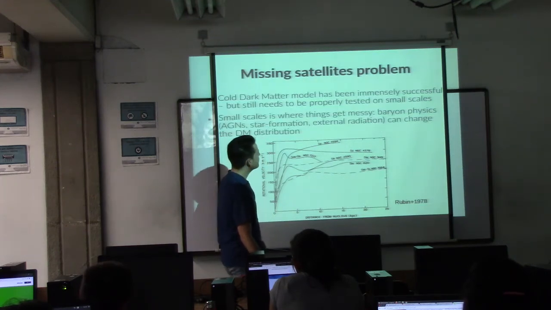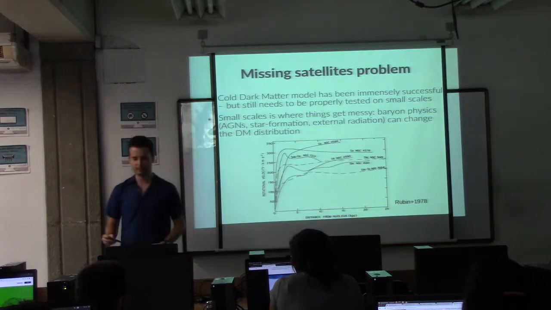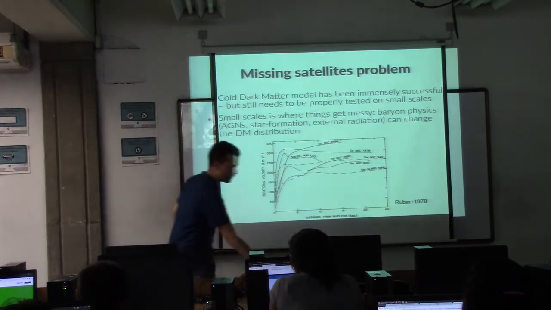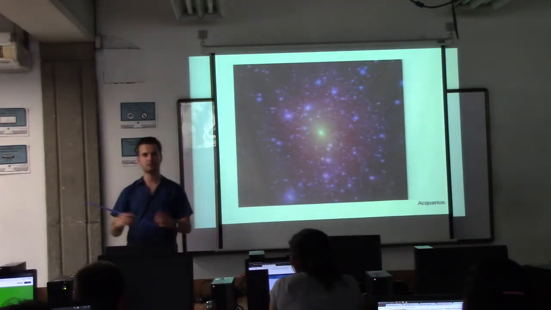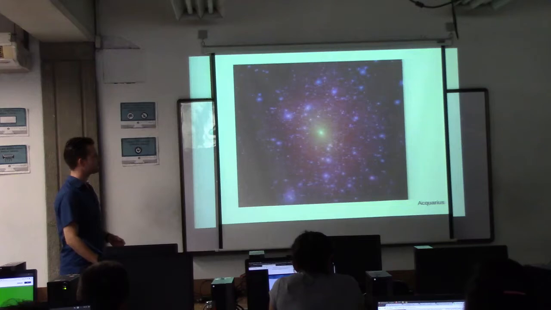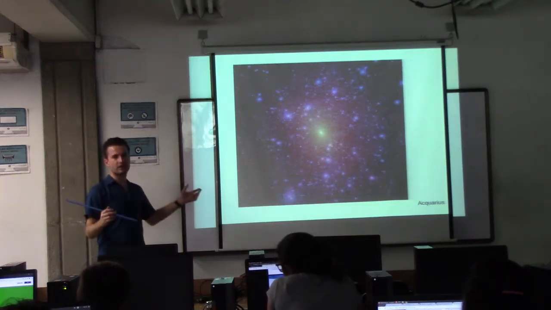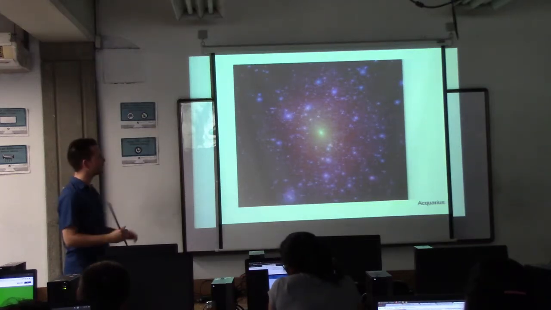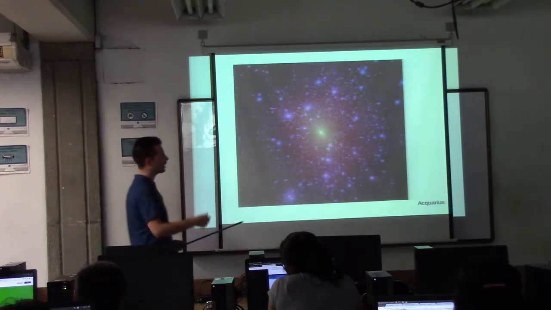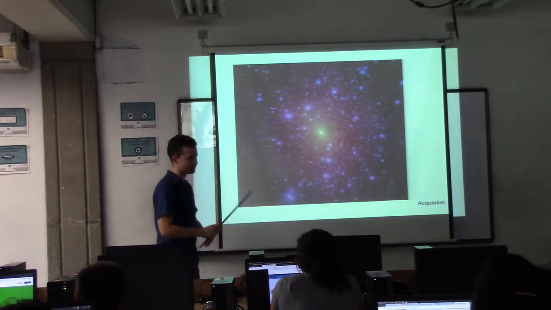So one challenge for the cold dark matter model has been the so-called missing satellites problem. And it is this. You might be familiar with cosmological simulations, where we run a lot of dark matter particles, or we can also put baryons in, let them evolve in a large volume for a very, very long time, and look at what we get.